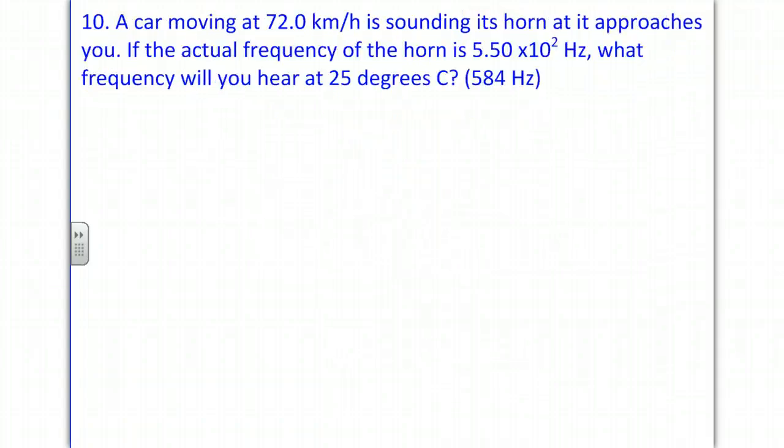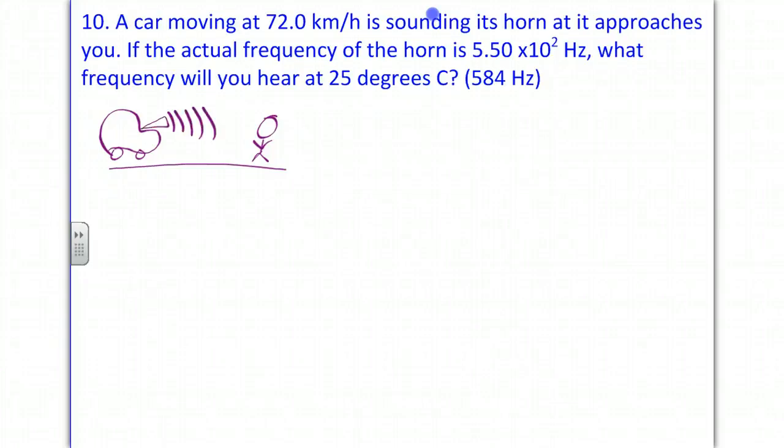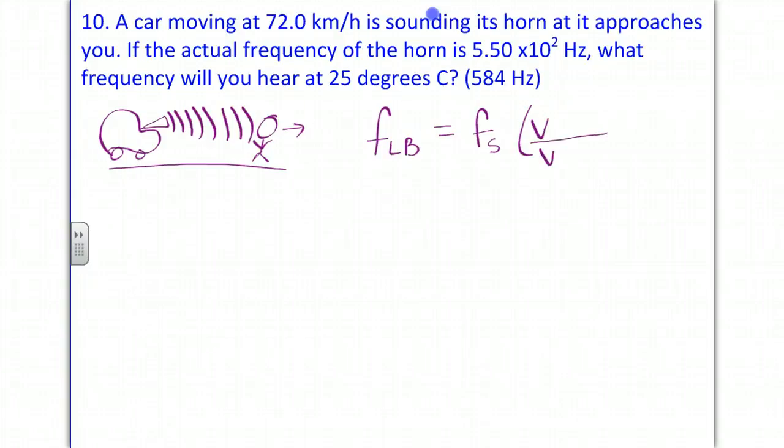Number 10, we are trying to determine the frequency that would be heard by a listener if a vehicle were approaching them. So what you have here is a person who's walking on the side of the road, and approaching them is a vehicle that's honking their horn. Okay, but the person is facing this way. So the vehicle, they're hearing the sound from behind them, which means you want to use the equation f_LB is equal to the frequency of the source times the velocity divided by velocity minus the velocity of the source. And when we say velocity, this is referring to the speed of air. I'm sorry, the speed of sound in air.